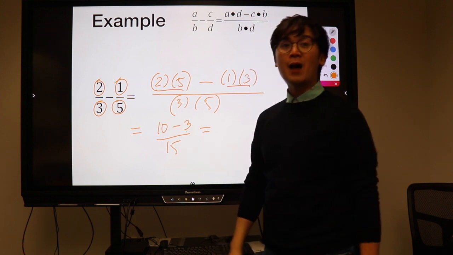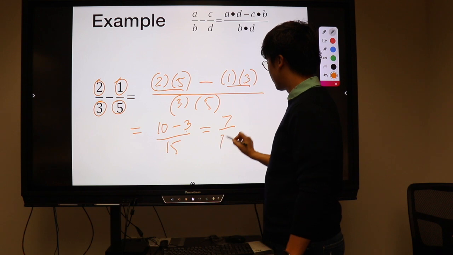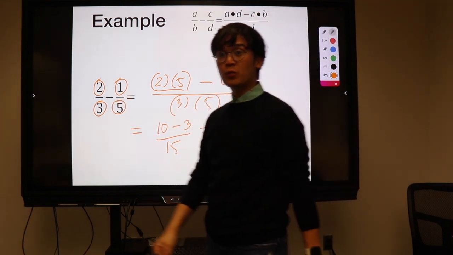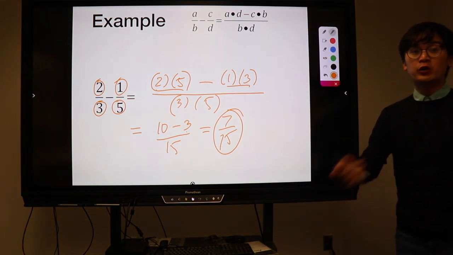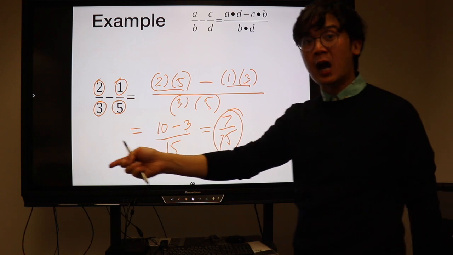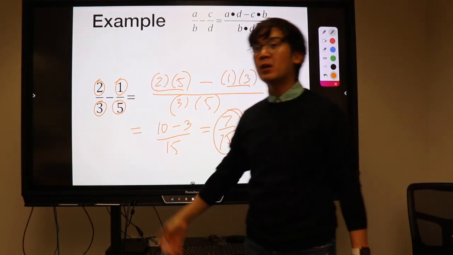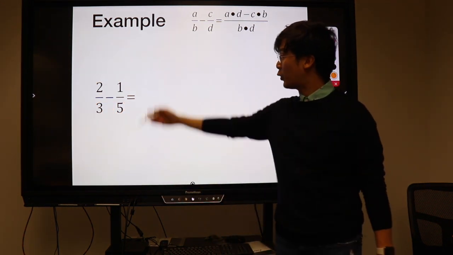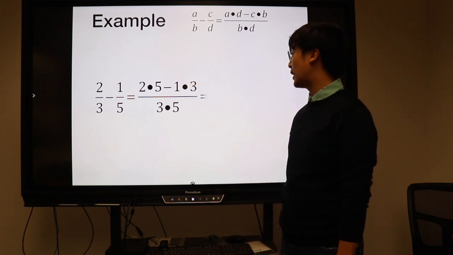And now I have a problem that is really simple. What's 10 minus 3? 7 over 15. And that is the answer. So when you subtract 2 over 3 minus 1 over 5, the answer is simply 7 over 15. So you did not think of the least common denominator. You did not think on how to make the denominators look the same. You simply used the formula. And that is how we add or subtract fractions with different denominators.